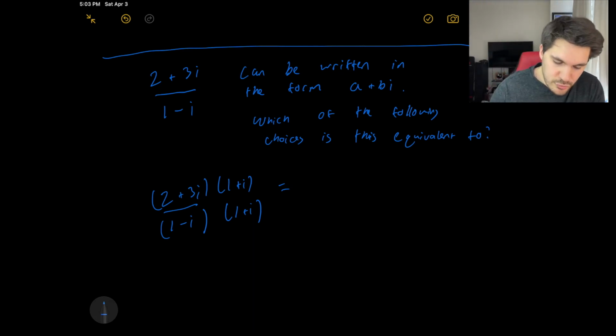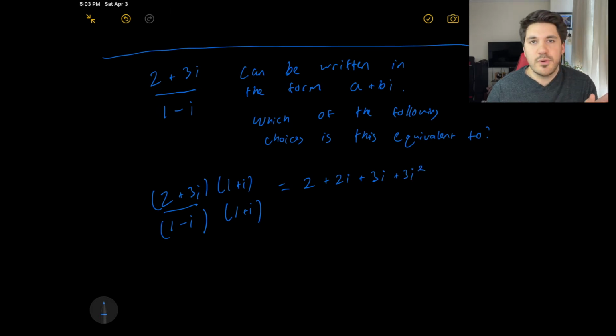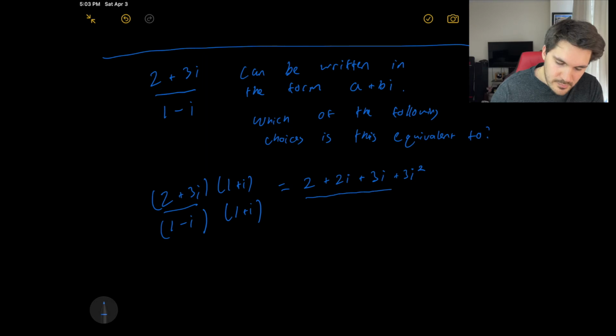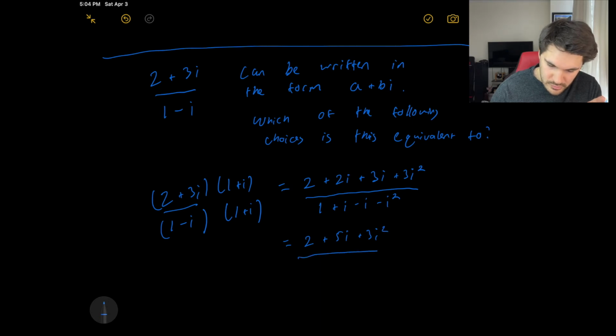So we're going to get 2 plus 2i plus 3i plus 3i squared, just FOILing it out. On the bottom, we're going to get 1 plus i minus i squared. Now we combine like terms. This becomes 2 plus 5i plus 3i squared over 1 minus i squared.